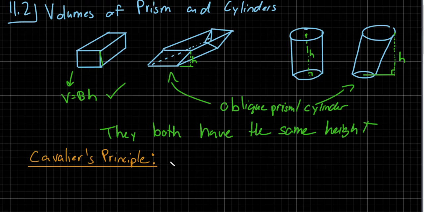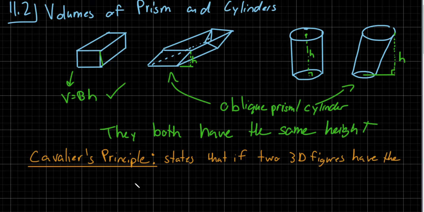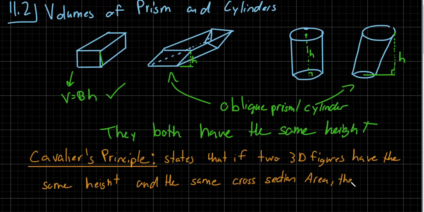Okay, cool. So this states that if two 3D shapes have the same height, and they have the same cross-section area, then their volumes are equal.